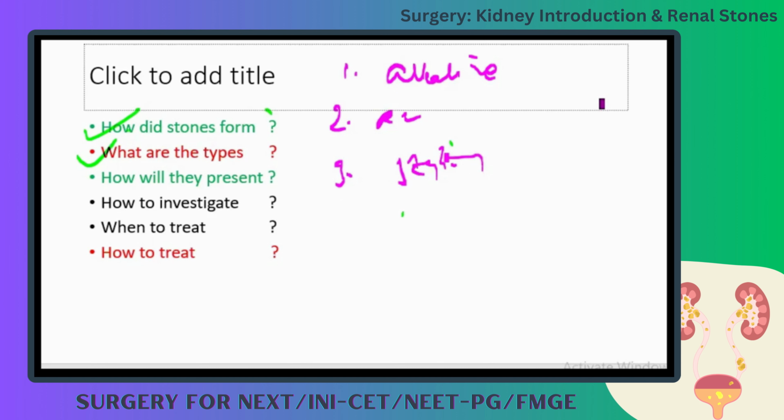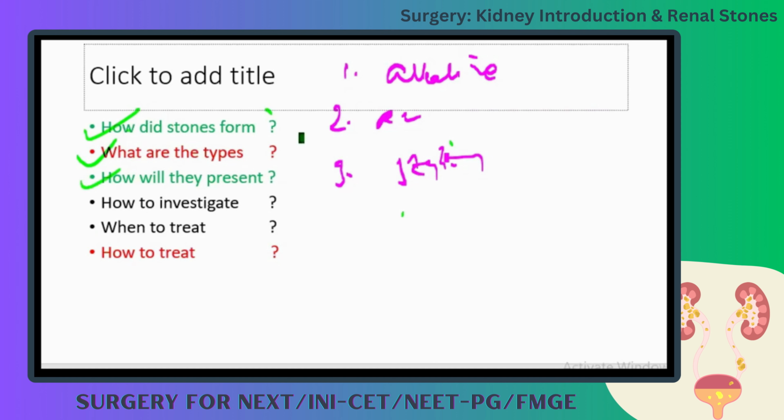Struvite, staghorn stone. Staghorn, struvite stone. So it is also known as triple phosphate stone because of calcium, ammonium, magnesium, phosphate, right? So it is known as triple phosphate type of stone. Okay. So these are the types of stones.